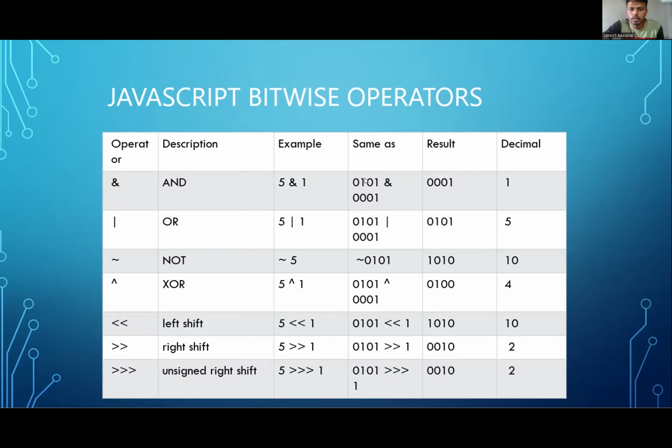If both conditions are true, then the result will be true. This is what the AND operator is used for. Then OR checks whether this condition is true or that condition is true. If both conditions are true, it is also true. If one condition is true, it is also true. Otherwise, it will be false.